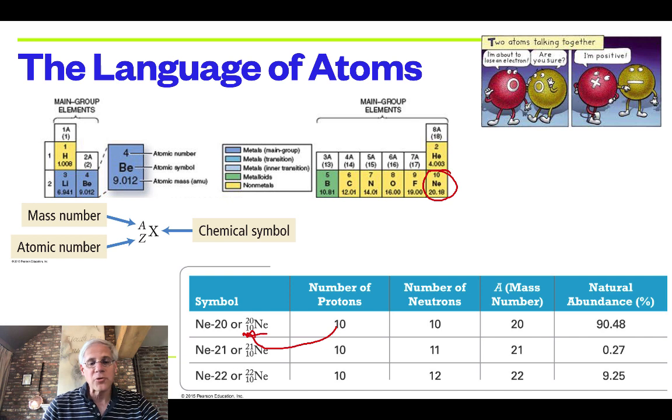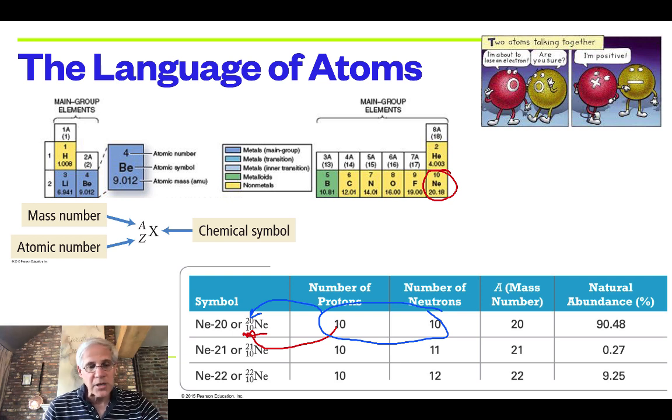Number of neutrons, notice that's not present anywhere. Here we see that we have 10 neutrons, we have 11 neutrons in this isotope, we have 12 neutrons in this isotope, and nowhere over here do we see 11 or 12 present in that extended atomic symbol. However, what we do see is the numbers 20, 21, and 22. And so what we do is we combine these two numbers right here, and that becomes our mass number. Notice that the mass number for neon can be 20, it can be 21, or it can be 22.